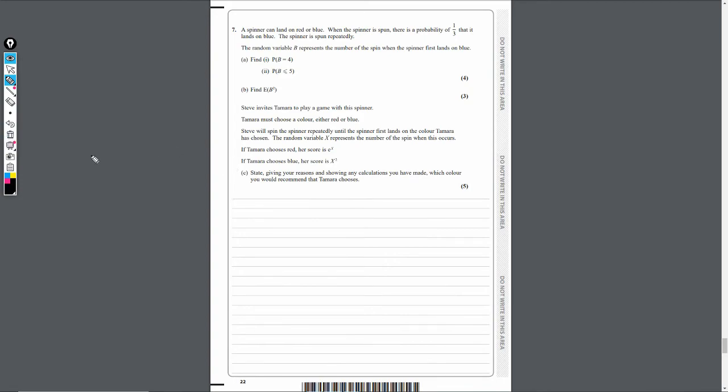So we're given a bit of information to start the question. They're playing the game with this spinner, so she must choose a colour, either red or blue. Steve will spin it repeatedly until the spinner first lands on the colour that Tamara has chosen, and the random variable X represents the number of the spin when this occurs. So if she chooses red, her score is e to the X, and if she chooses blue, her score is X squared.